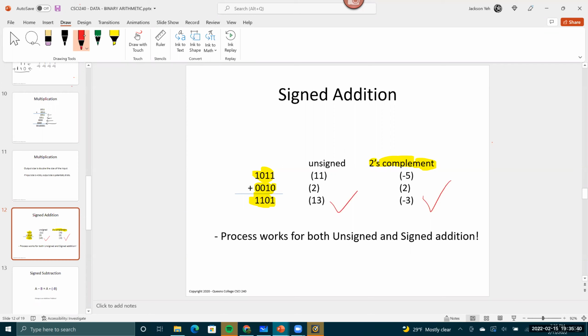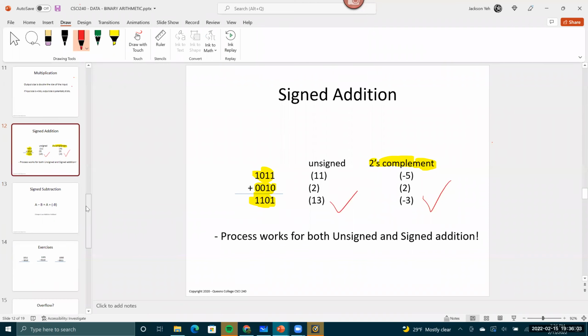Okay, so that's good for you because you don't have to remember 2 separate algorithms for addition. Whether it's unsigned or 2's complement, you follow the exact same rules because they both work. The rule works for both unsigned and 2's complement. You end up with the right answer. Okay. All right. So signed addition, fantastic.